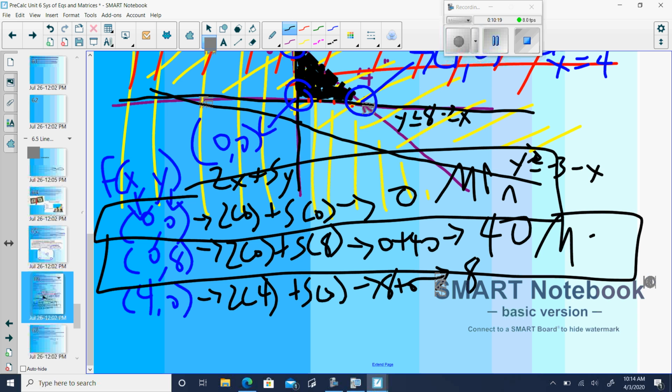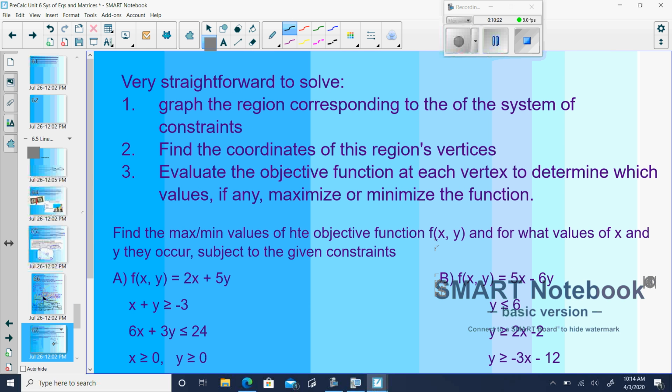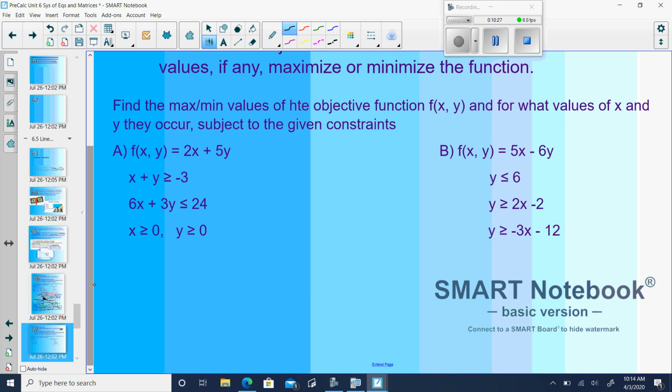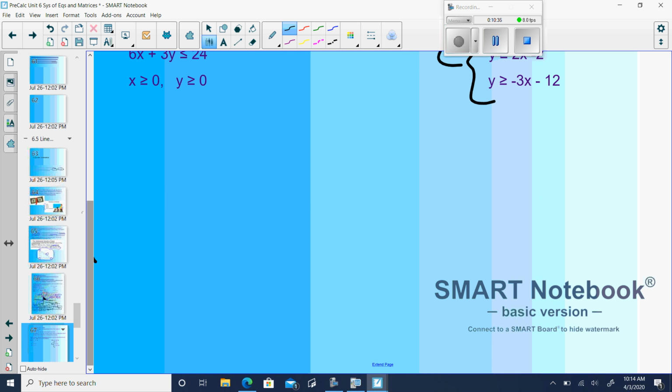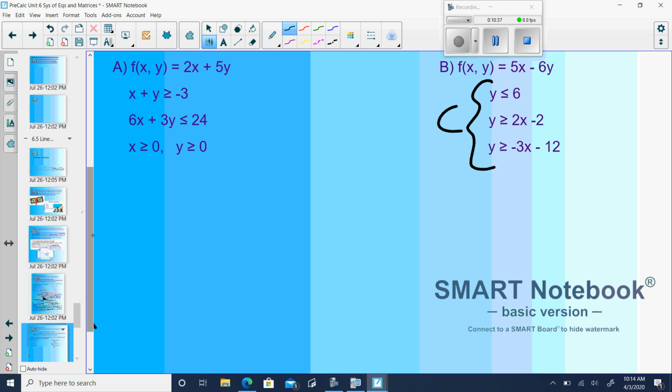0, 8 is our max. There we go, guys, and it is just that simple. So we do the same thing over here for our next problem. So 5x minus 6y is our objective function, and this one's nice and neat, these constraints, because we don't have to readjust those. We can just sit there and graph all of them. So that is fantastic.